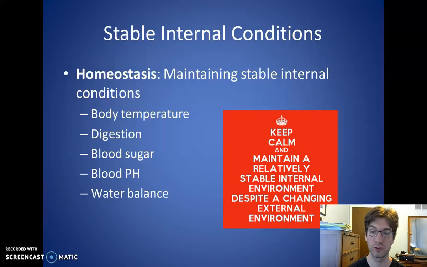This also goes into blood sugar. People with diabetes have to manage that because their body no longer can, through insulin shots. You also have the pH of your blood. You don't want to be too acidic or alkaline. And you also have water balance.